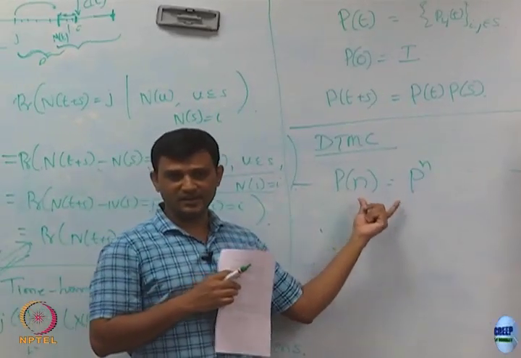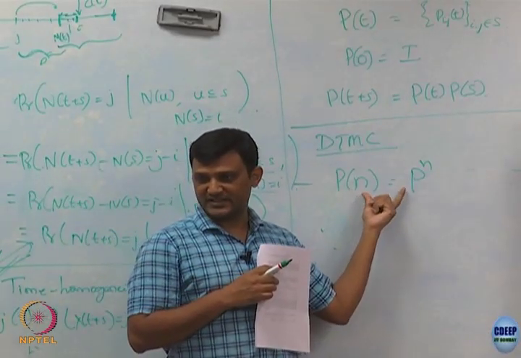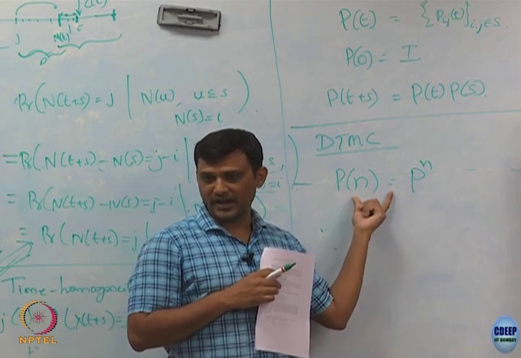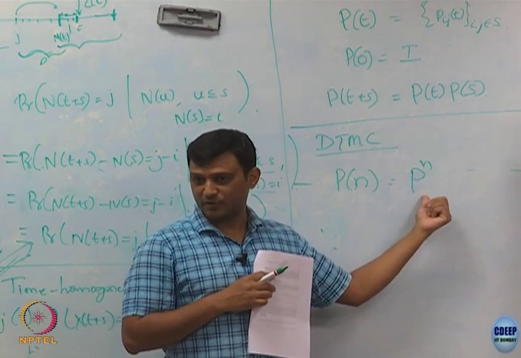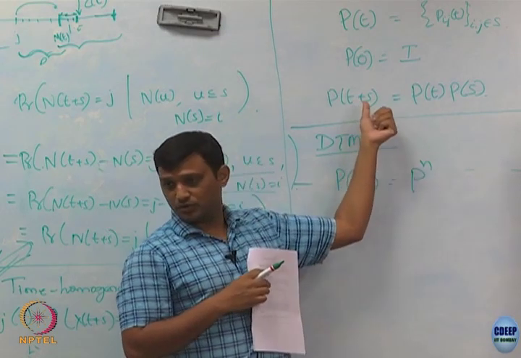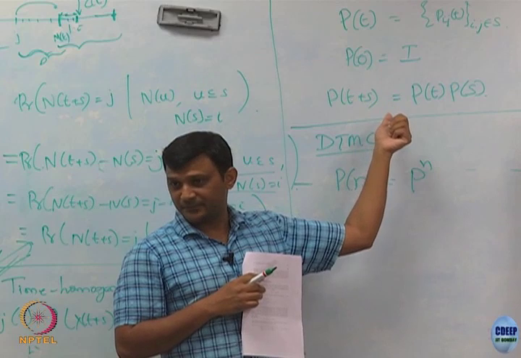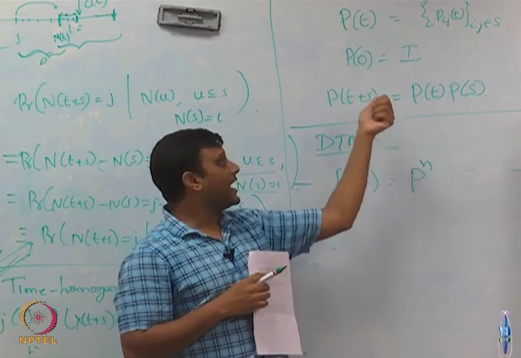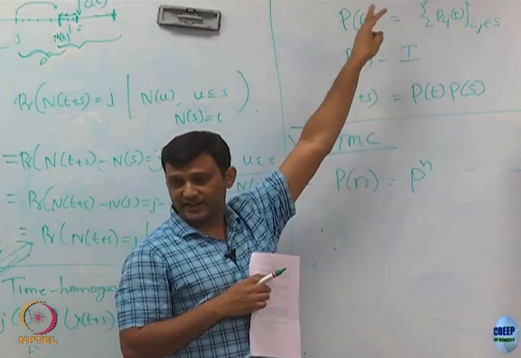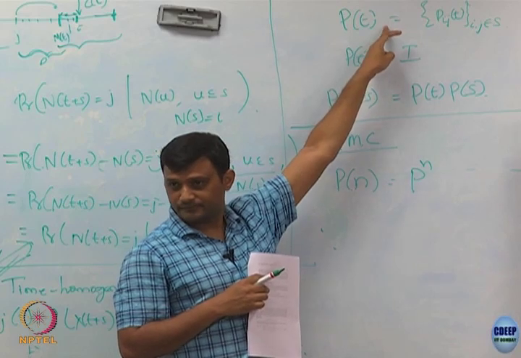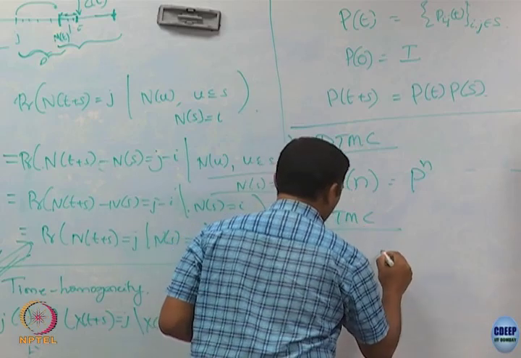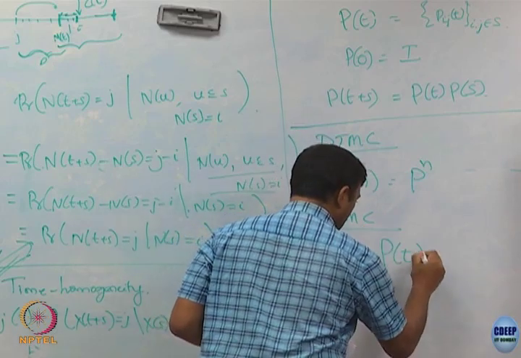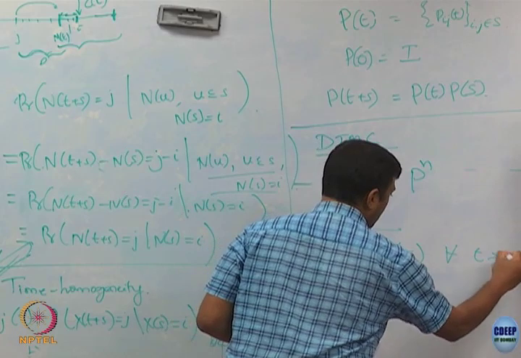Earlier in a DTMC, for the time homogeneous case, it made sense to give my n-step transition probability everything in terms of the one-step transition probability. But when you move to CTMC, you have to specify the transition probability matrix for every t. So in CTMC I need to know this P(t) for all t greater than or equal to 0.